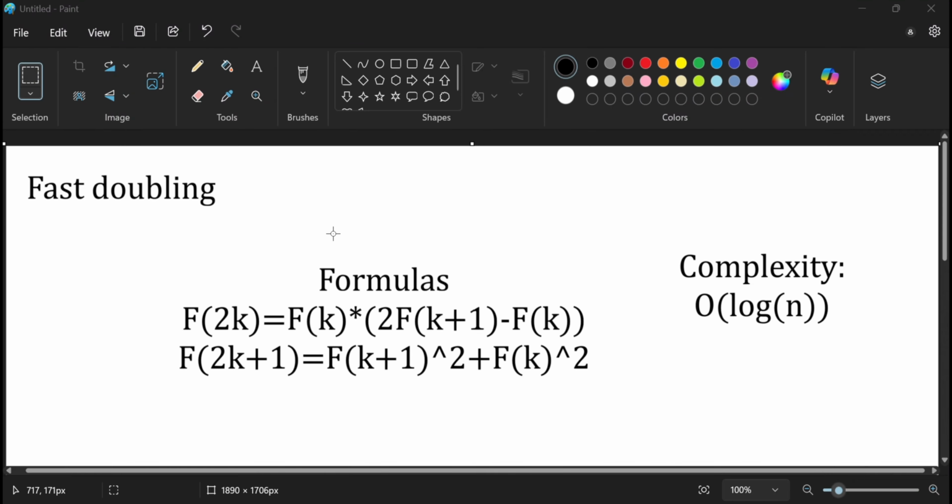For the first problem, I chose the fast doubling Fibonacci sequence. It is one of the fastest algorithms for Fibonacci ever. Its complexity, big O notation, is log of n, meaning that it is so fast and very useful. Also, I looked up its formulas.